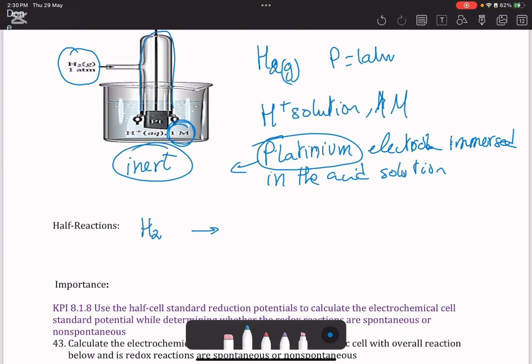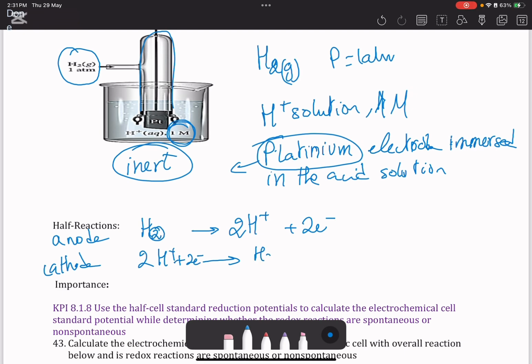Hydrogen turning into H plus. Now 2 hydrogens, so I'm going to put 2 and 2 electrons. That's at the anode. And at the cathode, if it was working at the cathode, it will undergo a reduction. You just flip it to 2 H plus, plus 2 electrons, giving H2.